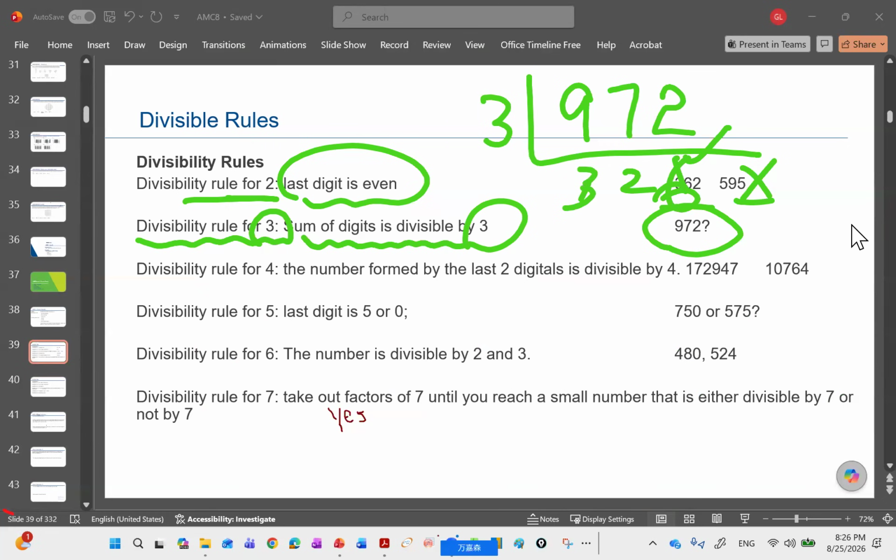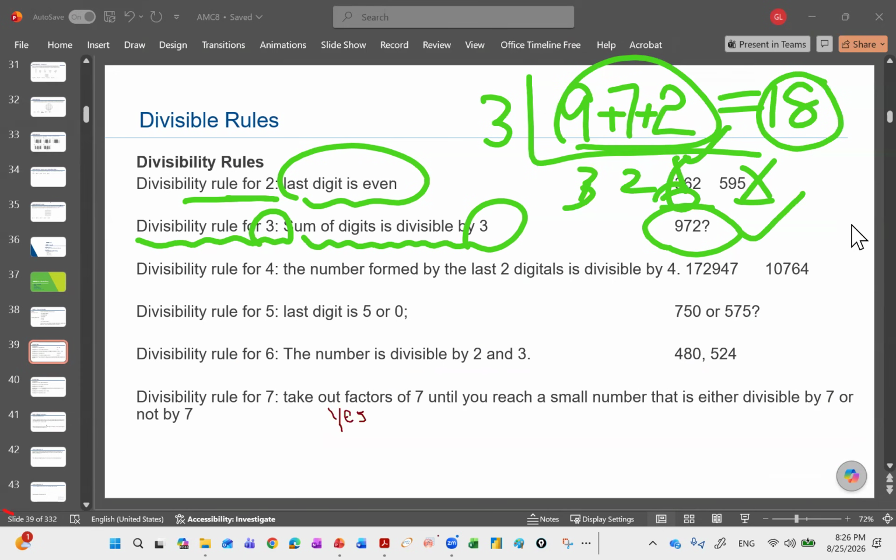Of course, it divides. But there is a tricky way: add up each of the digits. The sum is 16 plus 2 is 18, which is 3 times 6. This 18 can still divide by 3, so the number can divide by 3. That's an easy way to judge.